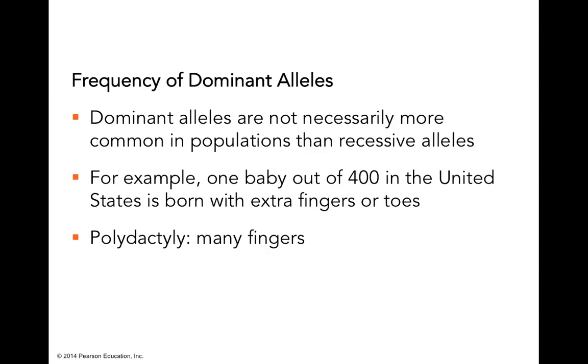It's also a mistake to assume that dominant alleles are always going to be the most abundant within a population. Dominant alleles are not necessarily more common in populations than recessive alleles. For example, polydactyly, there is a dominant gene that leads to offspring having extra digits, fingers or toes. In the US, 1 baby in 400 is born with extra fingers or toes, but typically these children have those extra digits removed shortly after birth.